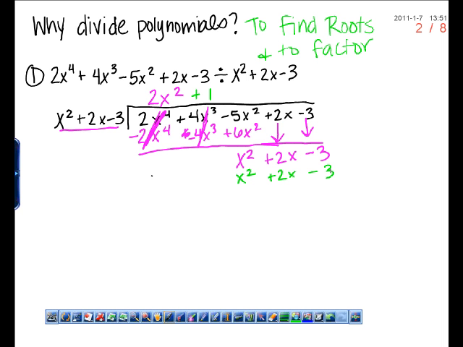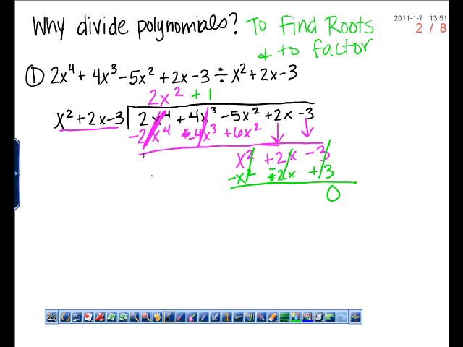So after we multiply, we subtract. So again, to subtract it, I'm going to go through and I'm going to change all the signs. Minus, minus, plus. X squared minus x squared cancels. 2x minus 2x cancels. Negative 3 plus 3 cancels. So I'm left with 0.